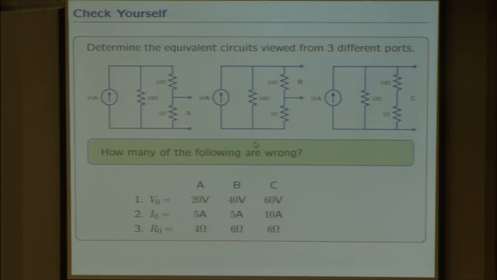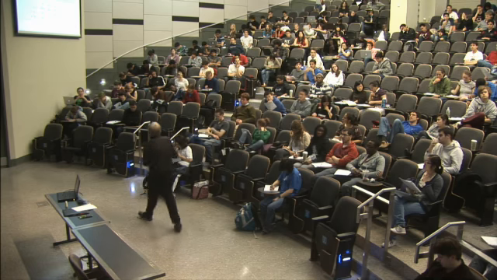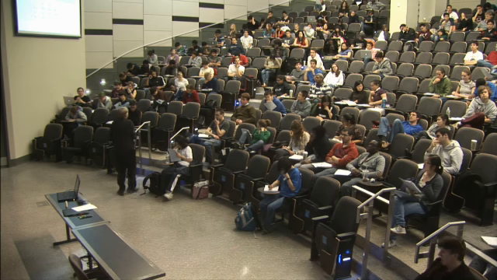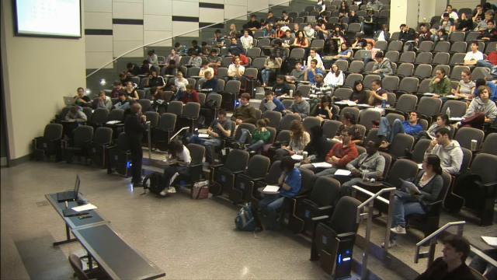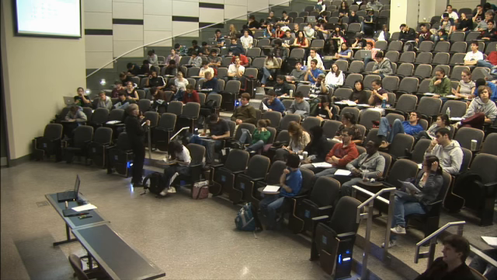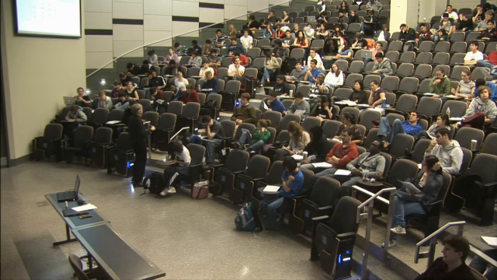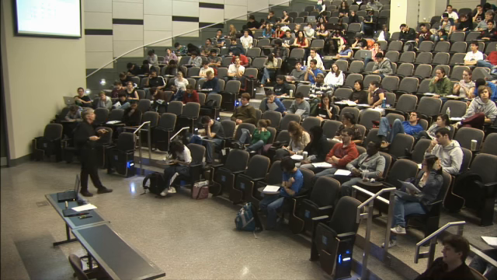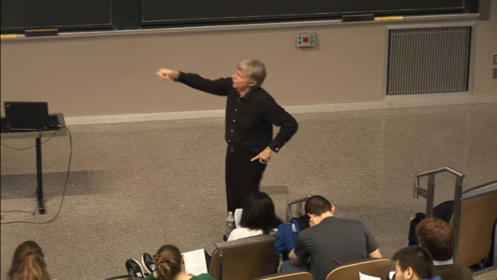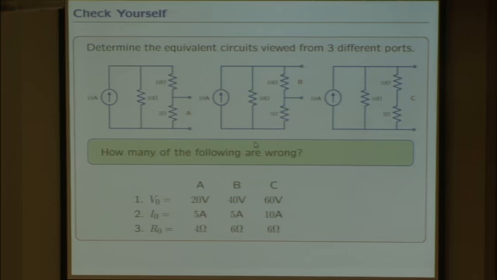Everybody's happy about that? So the point is that when you generate an equivalent circuit, it depends upon which set of terminals you're using. You can't just take a circuit and say, give me the Thevenin equivalent. You have to say, give me the Thevenin equivalent looking somewhere. So I could look in the A port, the B port, or the C port, and I get different V naughts. How would I compute the I naught?